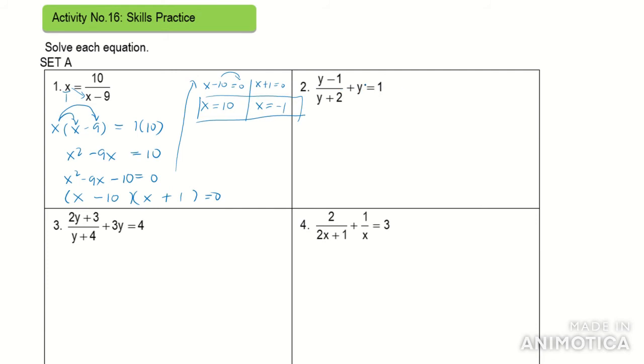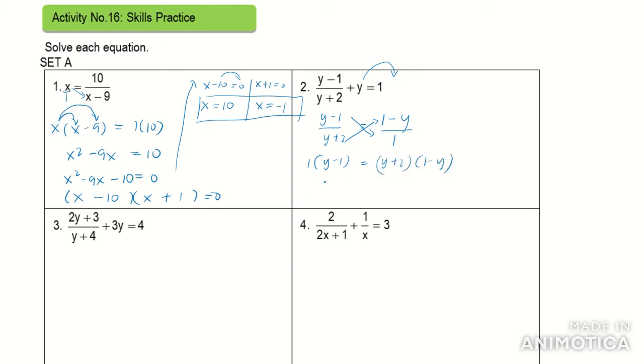How about for item number 2? I think it would be better if you're going to transpose y na lang on the right side. So we have y minus 1 over y plus 2 here equals 1 minus y. Then, understood that the denominator of this number is 1. So we get the cross products now. So we have y minus 1 times 1. You have y plus 2 times 1 minus y.